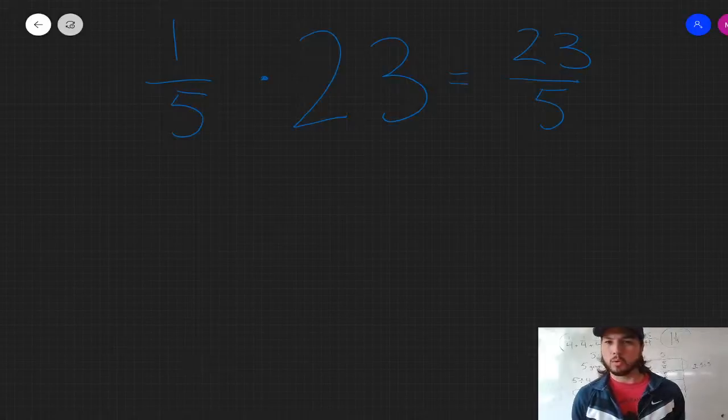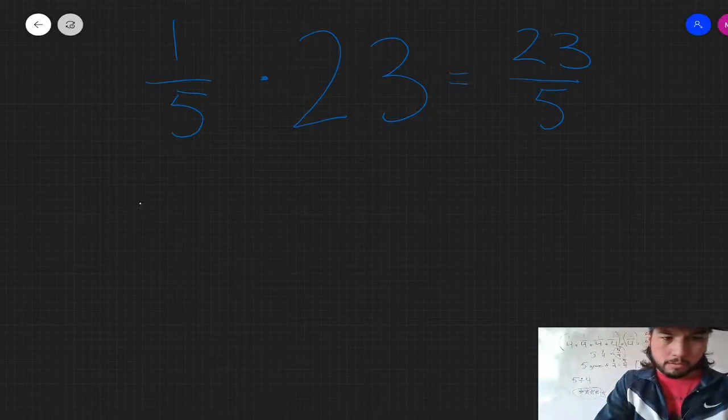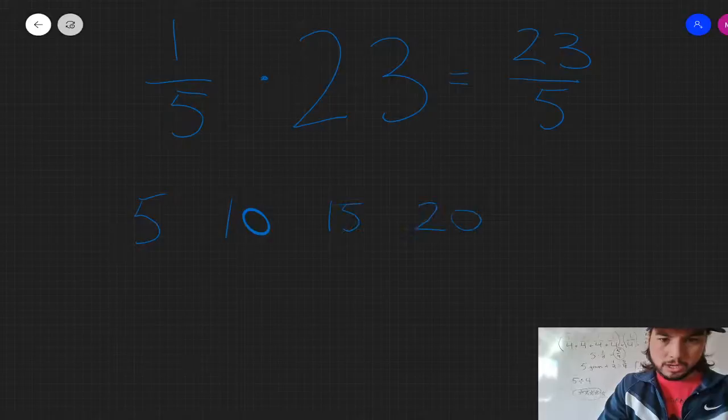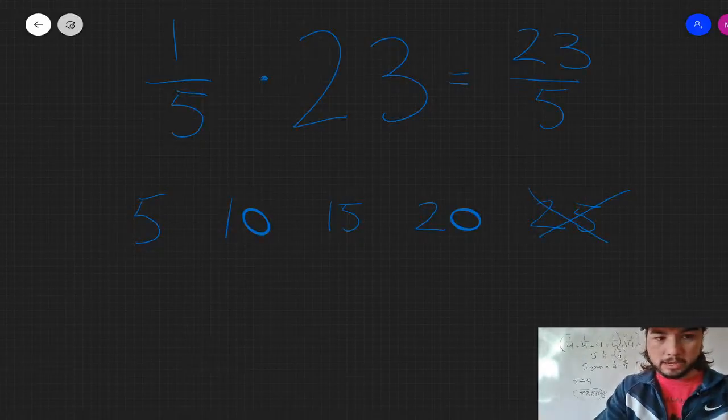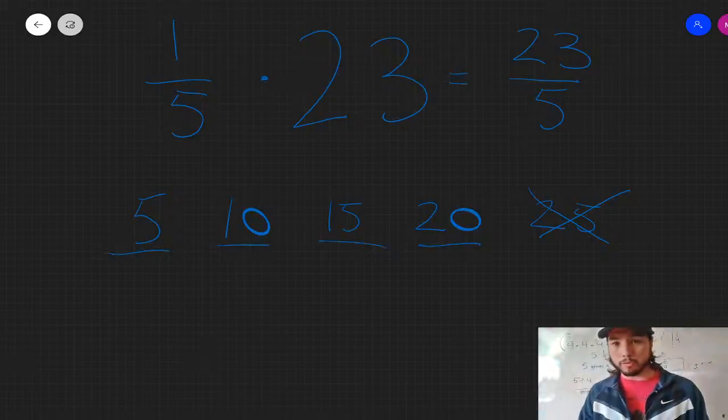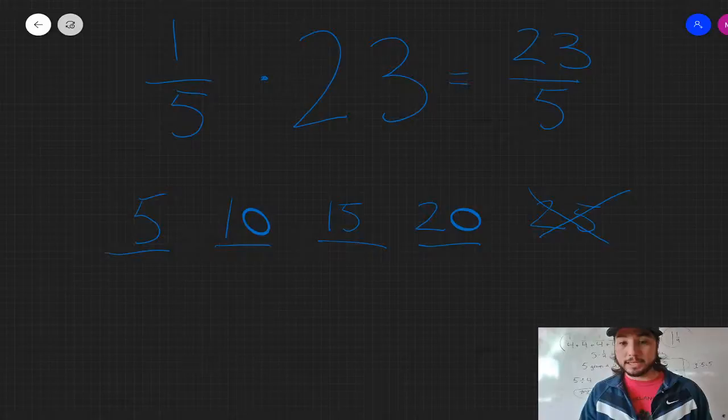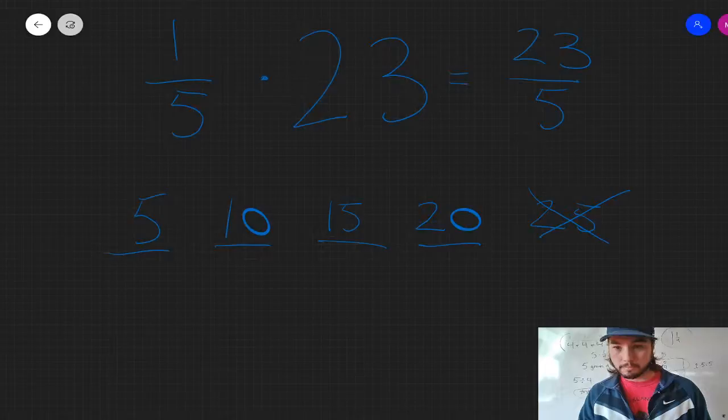How many whole numbers can we make? We've got, if we count by 5s here, 5, 10, 15, 20, 25. Oh, we don't have 25 fifths, so we can't go that far, but we can make 1, 2, 3, 4 whole groups. So taking our 20 fifths, and then how many are left over?